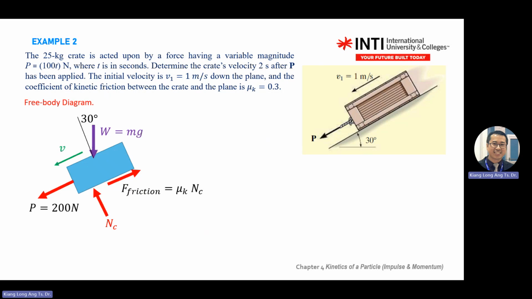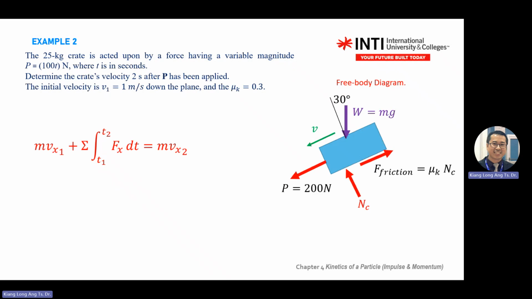Okay, so velocity goes down. In my case, I write mv1 plus the sum of the integral of F dt equal to mv2. Then I split into x and y. Because I have NC and I have friction, I have two unknowns. With two unknowns, if I only use one equation, I cannot solve. So I split into x and y, I get two equations, and I can solve.